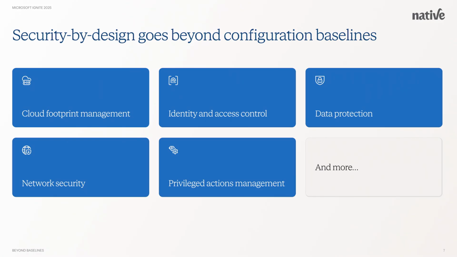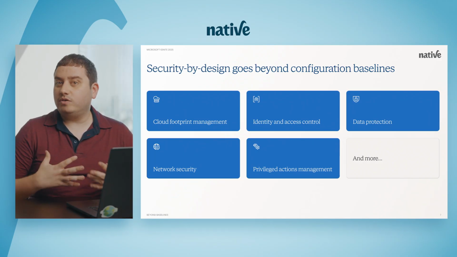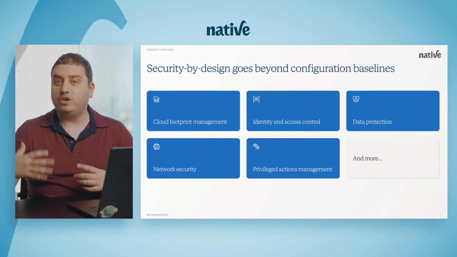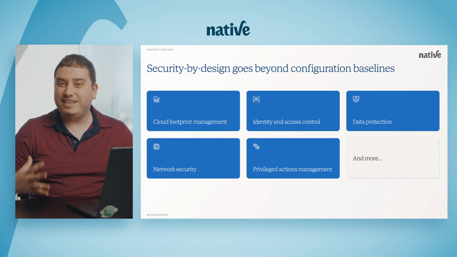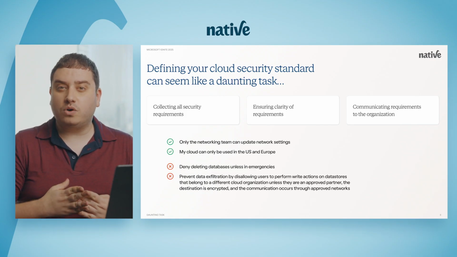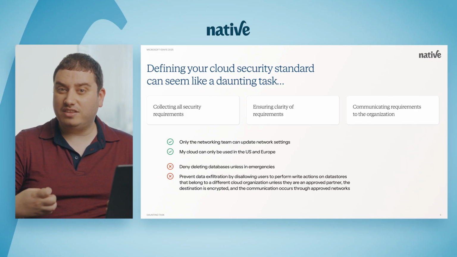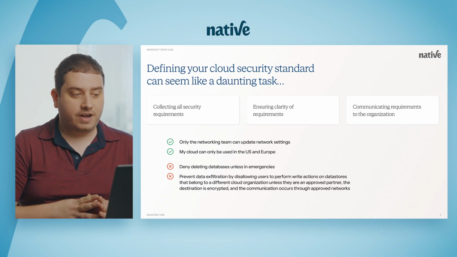It allows you to manage your cloud footprint, what regions you can use or what services you can use. It allows you to place data protection mechanisms to say, for example, who can access sensitive data. And it allows you to manage privilege actions and put in identity controls. And these are all just examples. And as you go in and define what the security by design for your environment looks like, what you actually create is a cloud security standard, a collection of requirements and guardrails that are used within your environment.